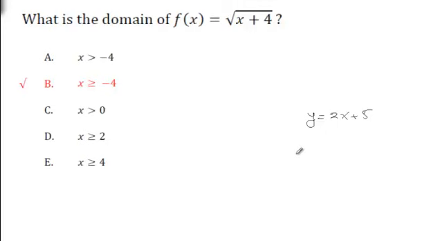Polynomial function or second degree or third degree function, okay, like y equals x squared plus, let's say, 2x plus 7.